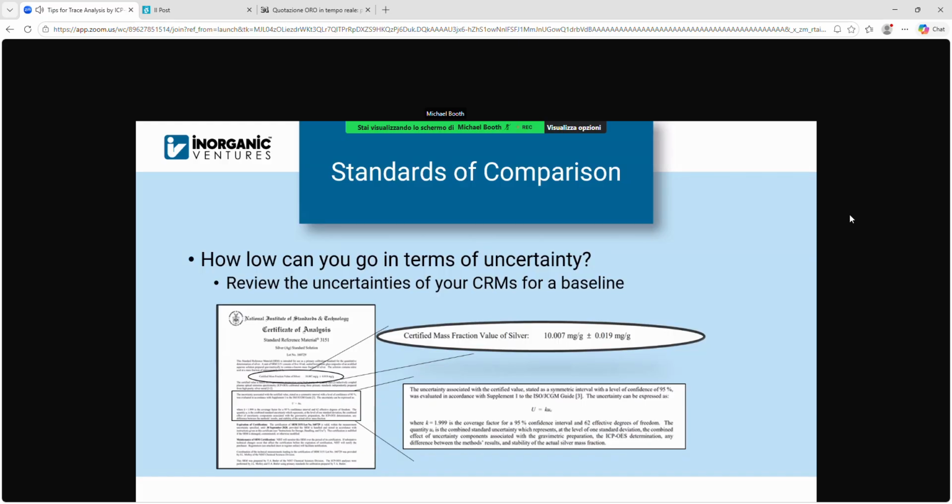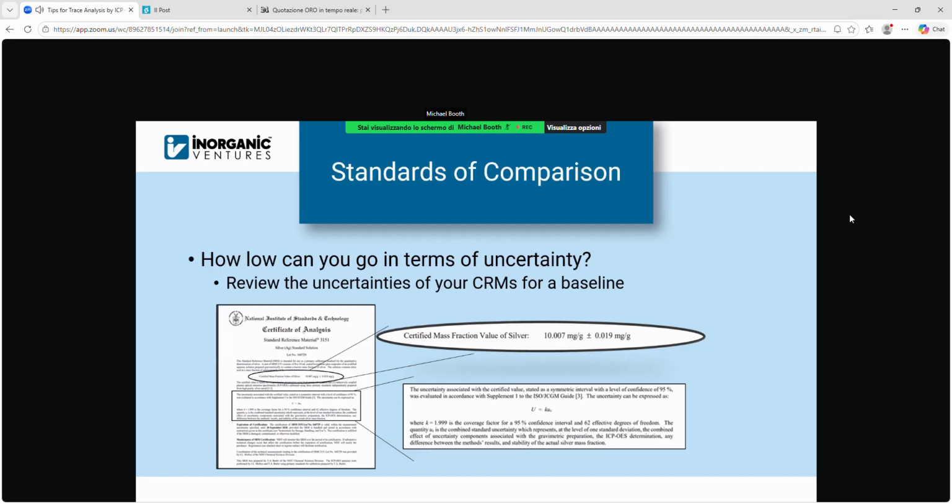So this is an example of a certificate of analysis of a NIST SRM. This is for silver. You can see this solution of silver that we receive from NIST has a concentration of 10.007 milligrams per gram with an uncertainty of plus or minus 0.019 milligrams per gram. If you divide the uncertainty by the certified value and multiply by 100, you get about a 0.2% relative uncertainty for that SRM.